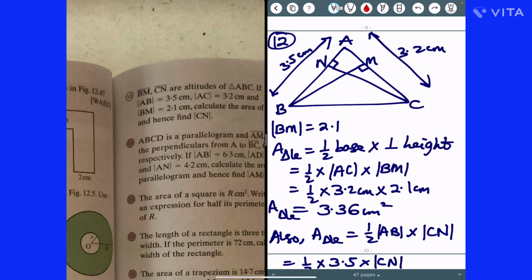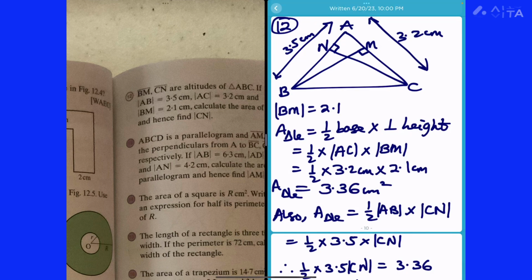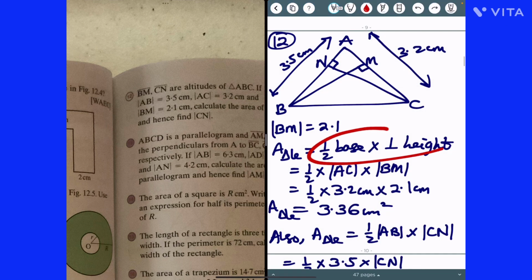That means a vertical height of the triangle. So 3.5, the base, times CN, the vertical height. You understand? Half times base, 3.5 times CN, the vertical height, will give me the area. Also, half times 3.2, which is AC, times BM, which is a vertical height perpendicular to AC, will also give me the area. So if I equate the two, half base times height, that's half times AC times BM. I'll get my area.